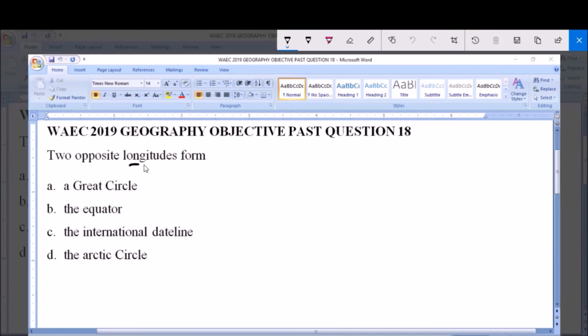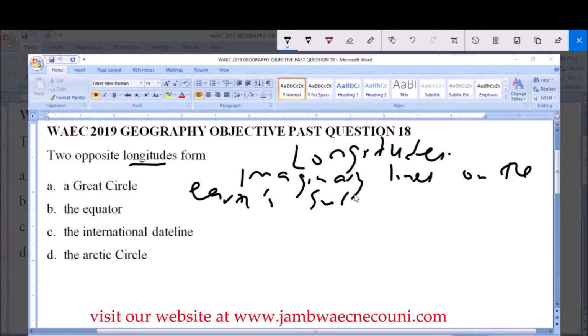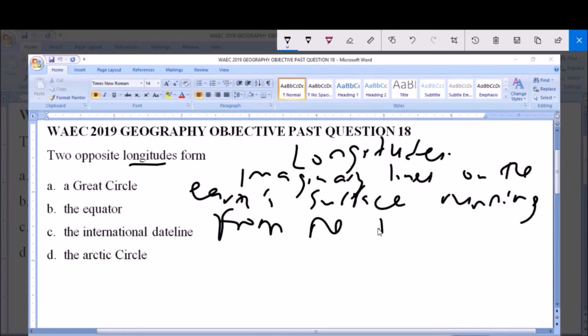So we're looking at longitudes, and remember that longitudes are imaginary lines drawn on the Earth's surface running from north to south. If this small diagram is the Earth's surface, longitude lines run from north to south this way.